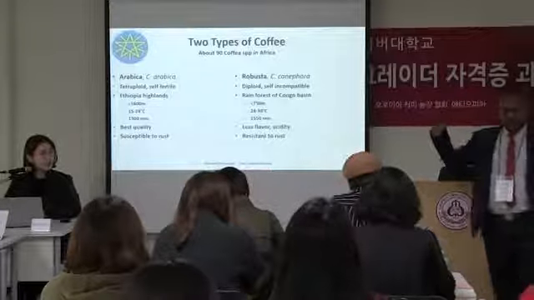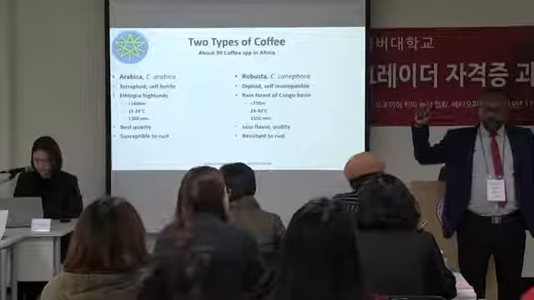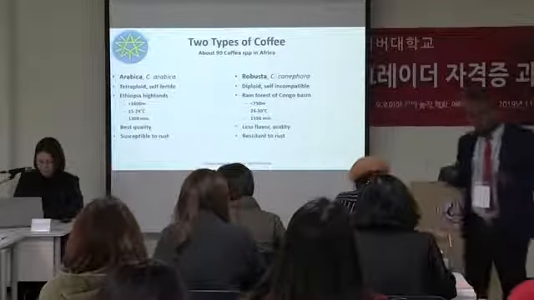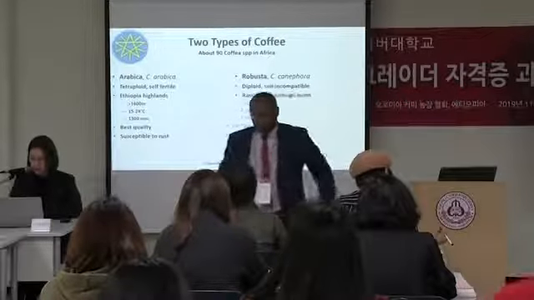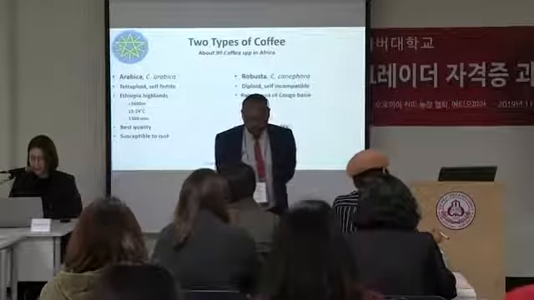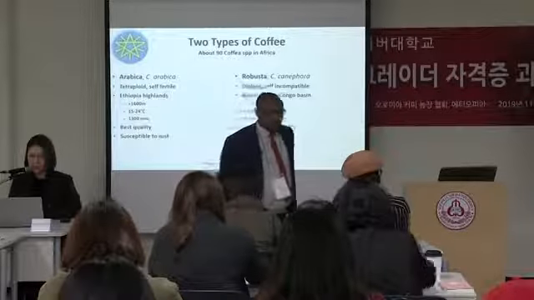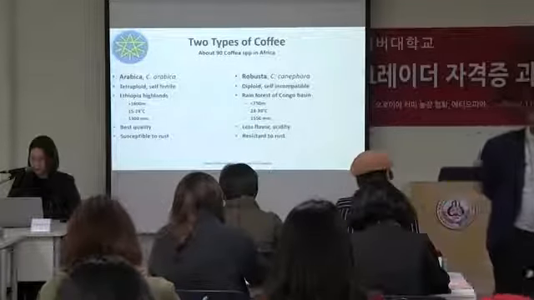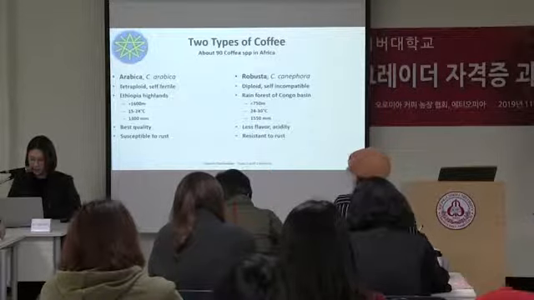Out of these three types of coffee, coffee Arabica has 70% of the market share. The coffee Robusta is 29%. And coffee Liberica is 1%.